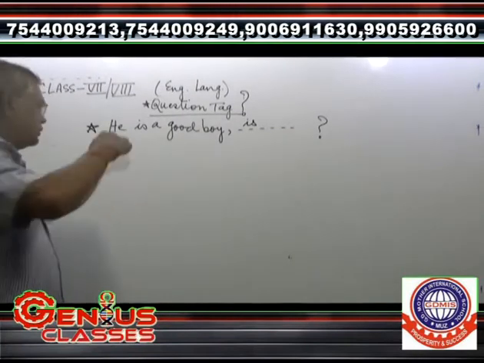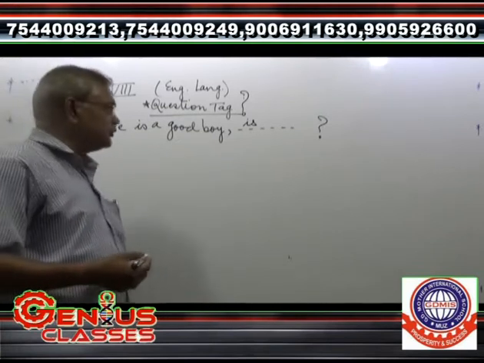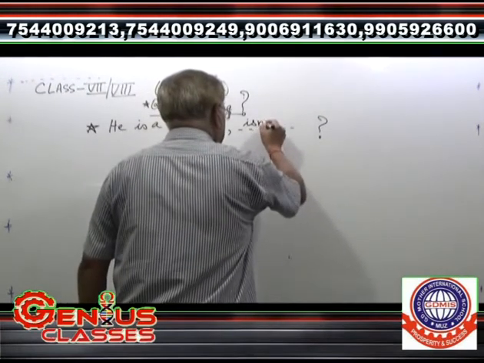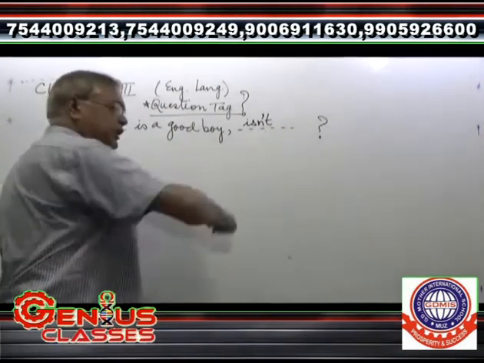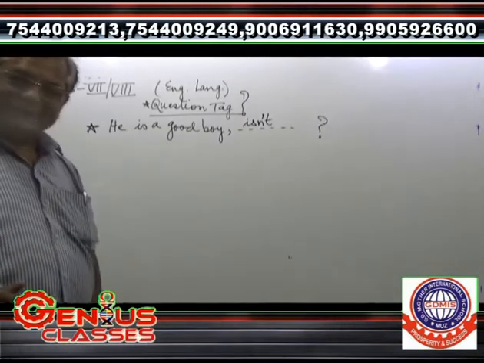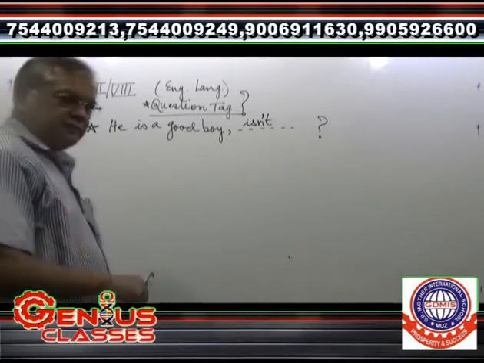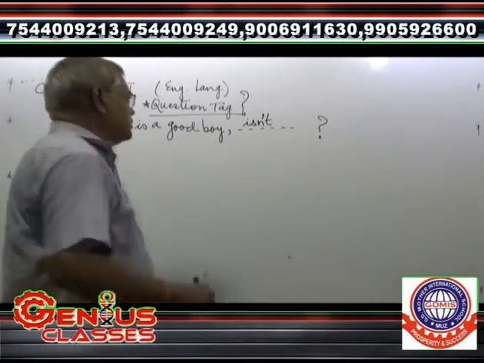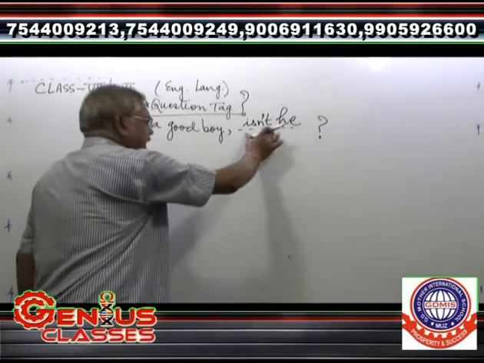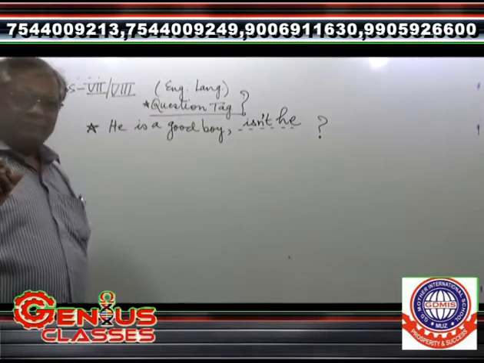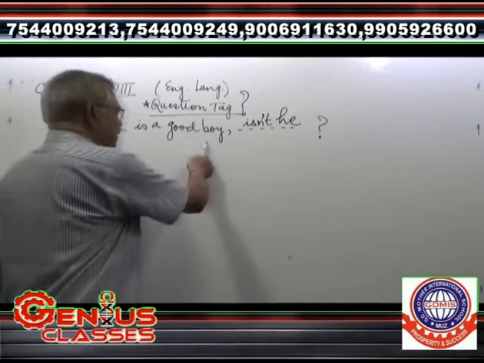Then, this is an affirmative sentence. So a negative question tag you have to use. Along with this, not should be written in a concise manner altogether: isn't. And then after that, the pronoun. The subject is already here, so that pronoun, he, should be used. So this much only: the question tag should be written according to the sentence. Like the full sentence, he is a good boy, isn't he?